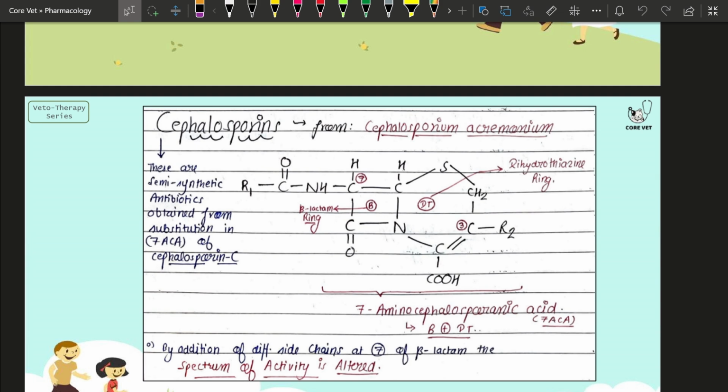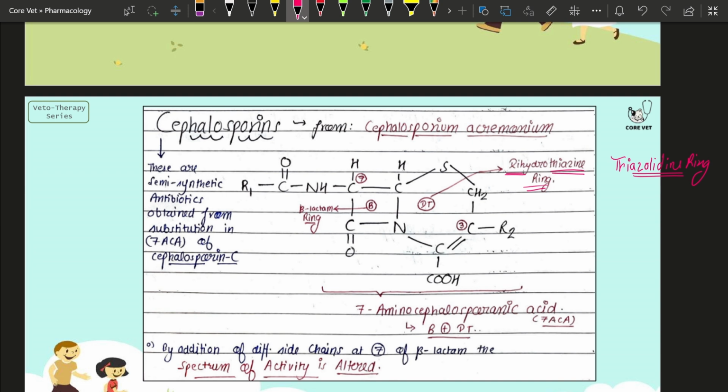If we talk about the structure, in the penicillin there was what? The thiazolidine ring, right? In the penicillin, there was a thiazolidine ring in the structure. But in the case of the cephalosporin, the difference is that instead of the thiazolidine ring, there is the dihydrothiazine ring, right? So there isn't any thiazolidine ring in the structure of the cephalosporin.